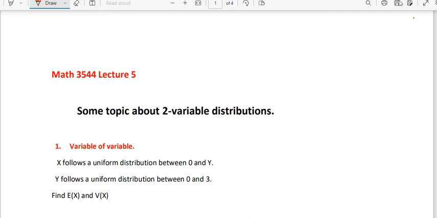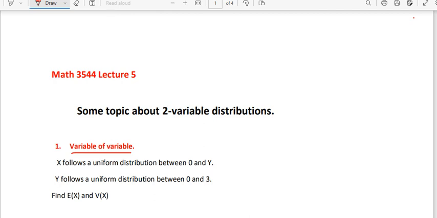Okay, so for two variables, we forgot to mention this topic. We call those things a variable of variable. Those are also a typical and useful topic.